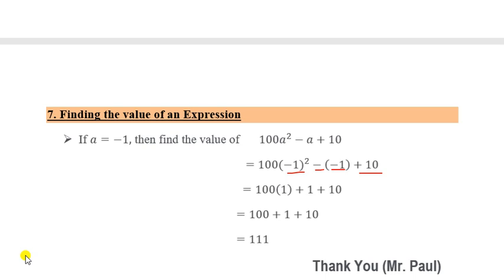Then we know minus 1 square, that means minus 1 you have to multiply 2 times. Minus 1 into minus 1. Minus 1 square is minus 1 into minus 1, because we have learned in the chapter on exponent and power. So plus 1. 100 into 1 plus 1 plus 10. So 100 into 1 is 100, plus 1, plus 10. So 111 is the result.